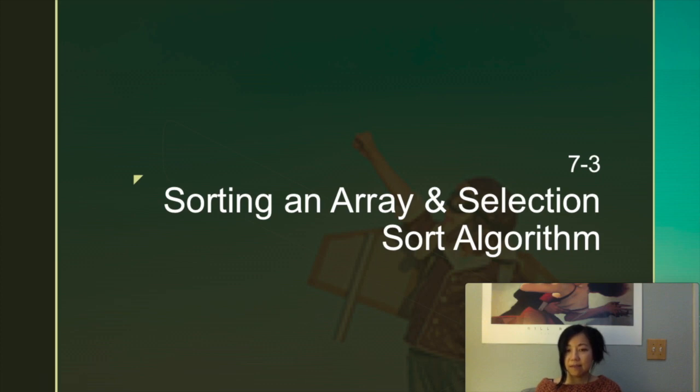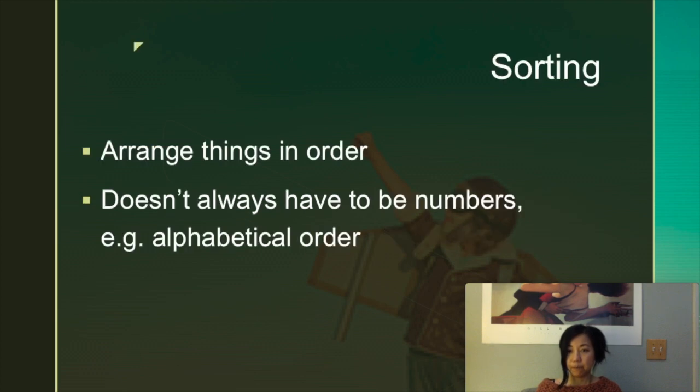Hi class, let's talk about how to sort an array and the selection sort algorithm. Sorting is basically arranging things in a certain order. It doesn't have to be numbers. For example, we can sort things in alphabetical order.